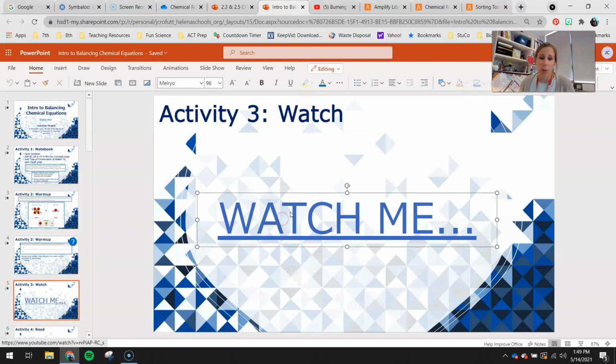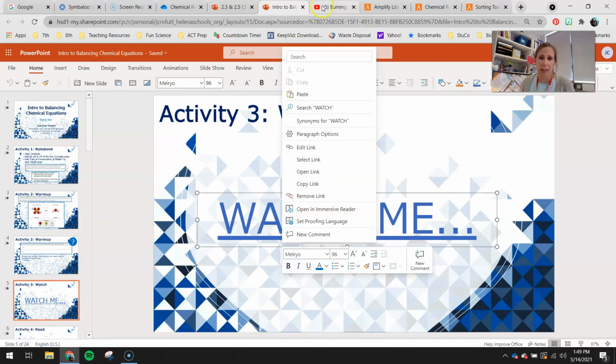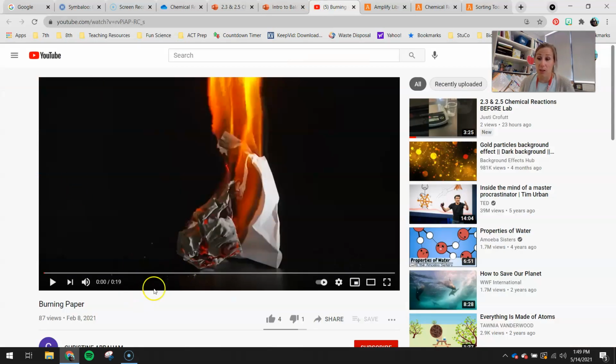Okay, first and foremost, we're going to watch this video, so you'll right-click, open that link. The video looks something like this. It's a whopping 19 seconds, so please don't get bogged down with how long this video is. Okay, it's the video of a piece of paper burning. It's pretty mesmerizing, but also lacking a lot of content.